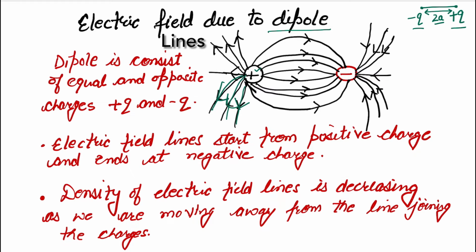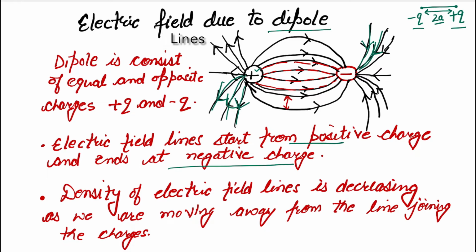And for the negative charge, the lines are directed inward. These are the lines which are directed inward towards the negative charge. So the electric field lines start from the positive charge and they end at the negative charge. Here you can see that the electric field lines are starting from the positive charge and ending at the negative charge. One thing to be noted is that when you are moving away from the charges, the distance between the lines is increasing.